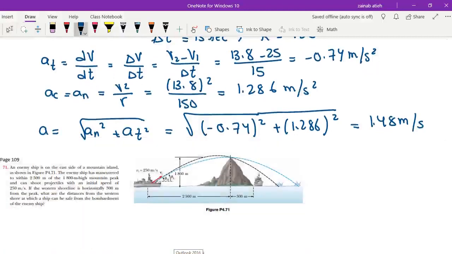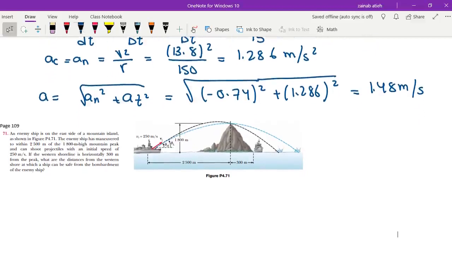I will move now to problem 71, page 109. An enemy ship is on the east side of a mountain island as shown in figure P4.71. The enemy ship has maneuvered to within 2,500 meters of the 1,800 meter high mountain peak and can shoot projectiles with an initial speed of 250 meters per second.